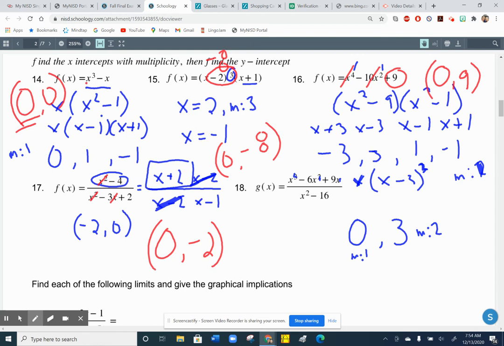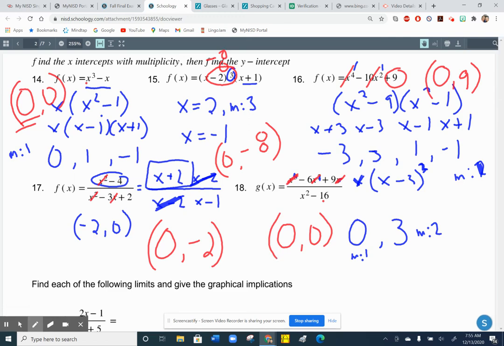Plugging in 0 for everything, that one's gone, this one's gone, the third one's gone. 0 over negative 16 is 0. So this one has a y-intercept at 0, 0. So to find the x-intercept, you factor everything. For rationals, see if you can cancel things out. And then for the y-intercept, you just plug in 0 for x, and you see what you have left over.